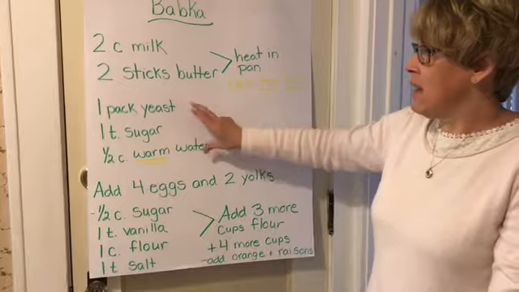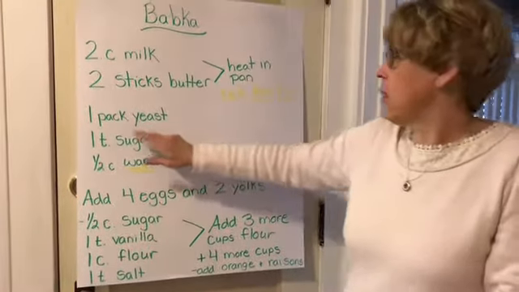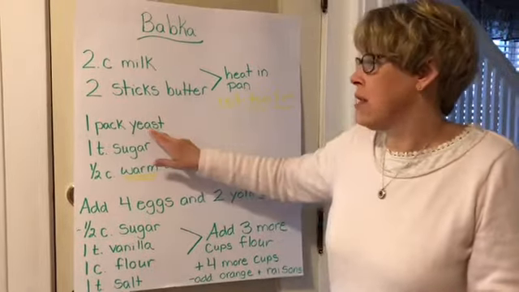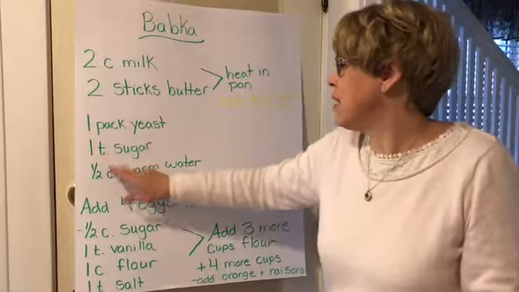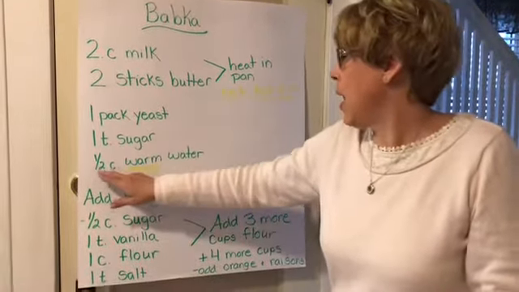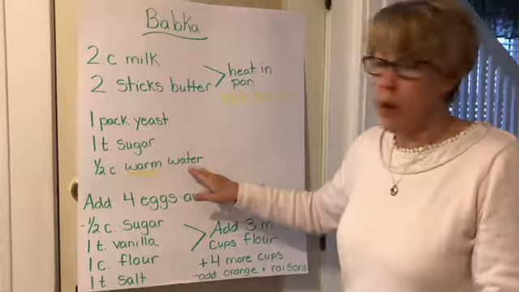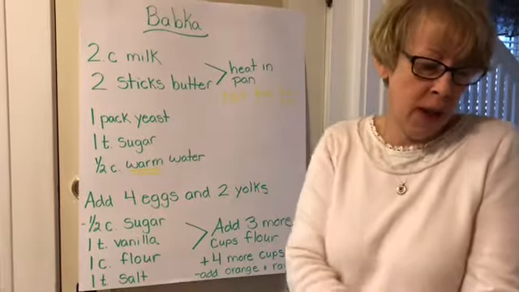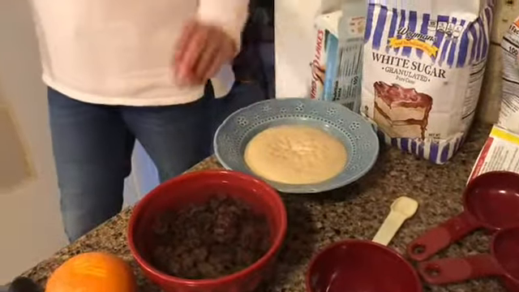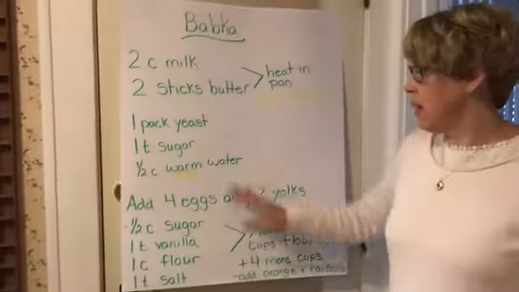The next thing, and I did this morning so it wouldn't take quite so long. You take 1 pack of yeast like I showed you, 1 teaspoon of sugar, and a half a cup of warm water. And you mix it in the bowl, and I showed you that. I know that's working because it's puffing up. See how it's getting higher? So this is all done and this is done.